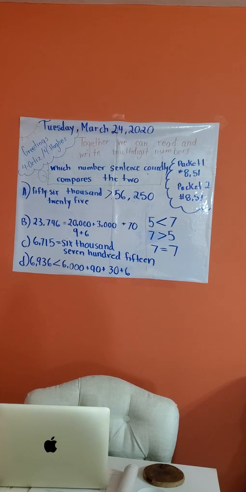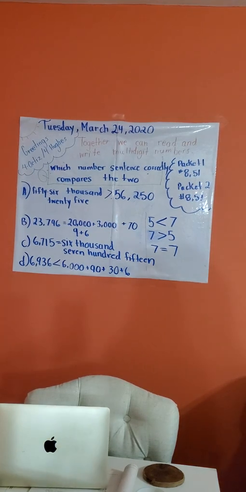Now, inside that green outline triangle, you see a bit of a question. I'm going to read it out loud. It says, which number sentence correctly compares the two? So for each answer choice, you are provided two different numbers. Notice that they are in two different forms, okay?